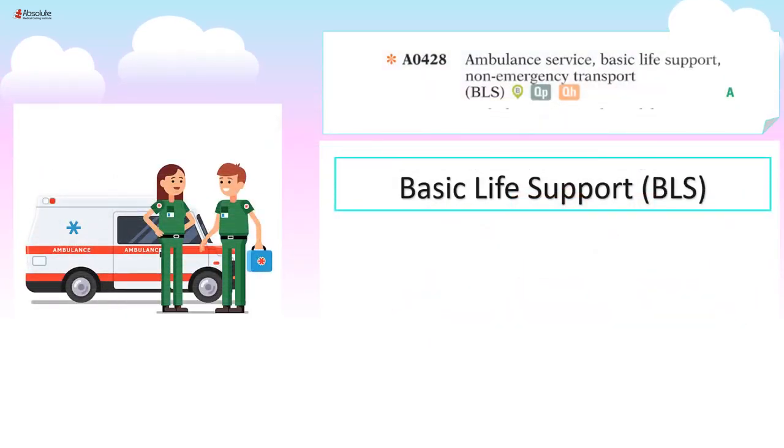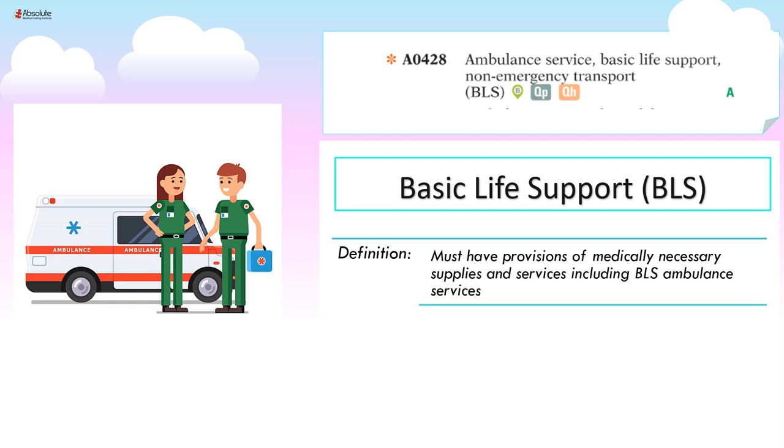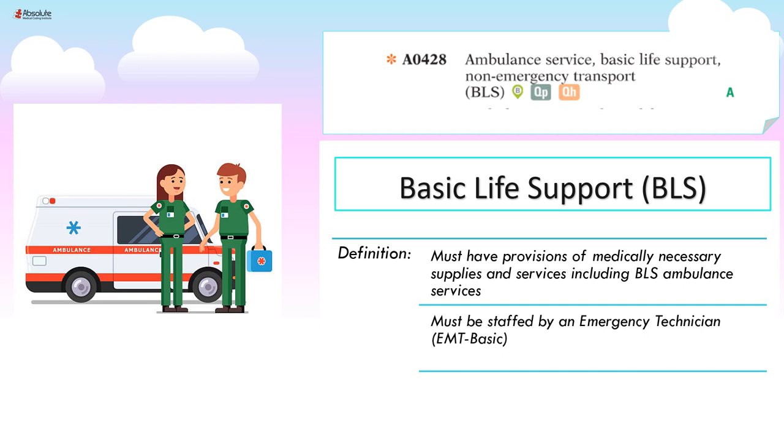Okay, so let's go ahead and start by taking a closer look at code A0428. This code description reads ambulance service, basic life support, non-emergency transport. Now, a BLS or basic life support service consists of the provision of medically necessary supplies and services, including the basic life support ambulance service, and it must also be staffed by an emergency medical technician or an EMT-Basic that is qualified in accordance with the state. So these two are the provisions of a basic life support. And if those provisions are fulfilled, then you will use the code A0428. Now next, let's go ahead and talk about A0429.